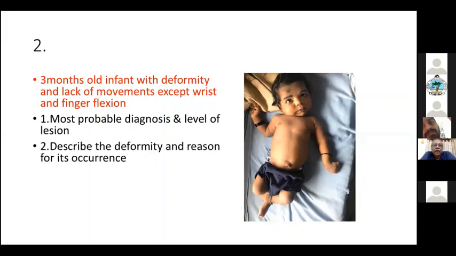Describe the deformity and the reasons for its occurrence. Describe the deformity that you are seeing. Internal rotation of the arm and forearm. Internal rotation of the shoulder. What is the reason for that? Deltoid.